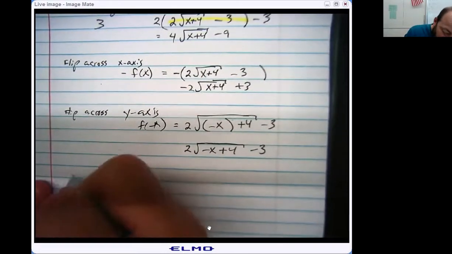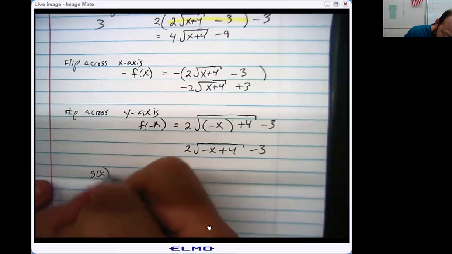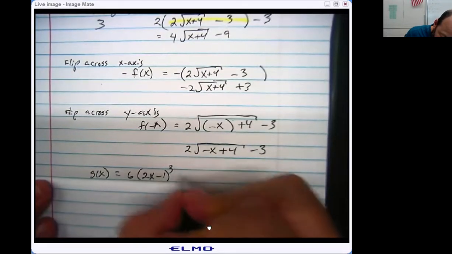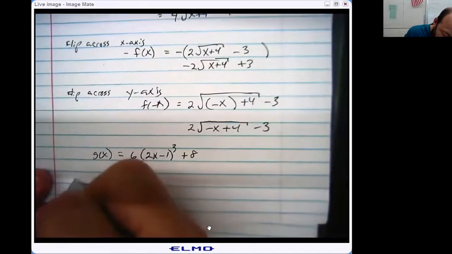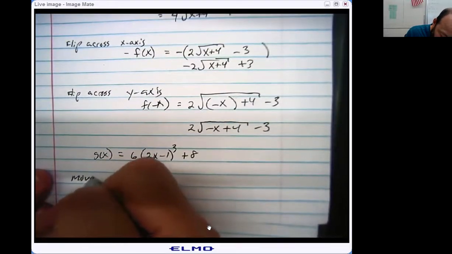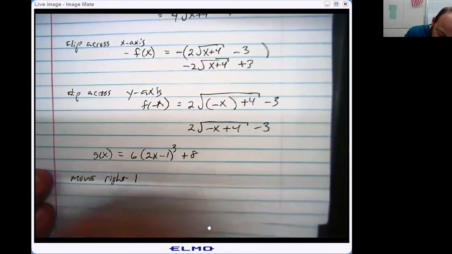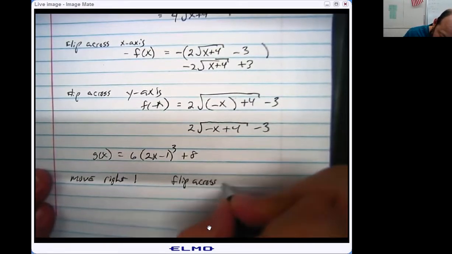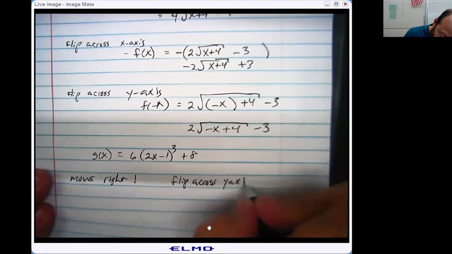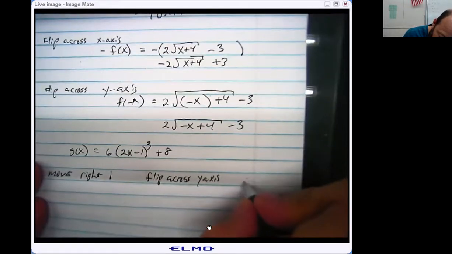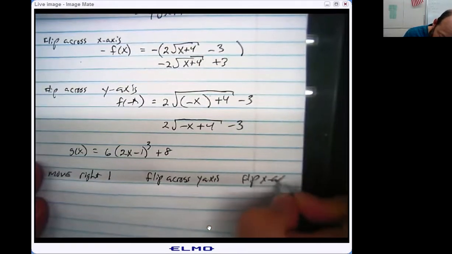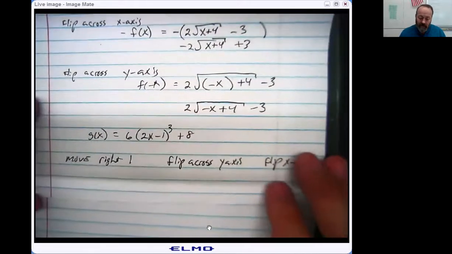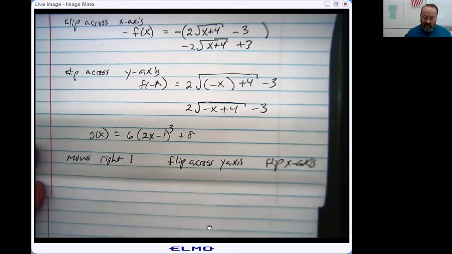So this is actually a pretty important one, and so I'd love to see you try a couple of those on your own. Let's take the function g of x is equal to 6 times (2x minus 1) cubed plus 8, and let's go ahead and move right 1. Let's go ahead and flip across the y-axis, and then flip across the x-axis. Again, go ahead and pause your video for a moment before you do that, and then we'll see what happens.